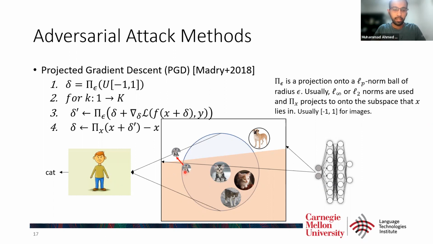Then it takes another gradient step. Then it projects the input back such that it has norm no more than epsilon. And this way, it can take multiple steps to find adversarial examples that lie within an epsilon norm of the original image.